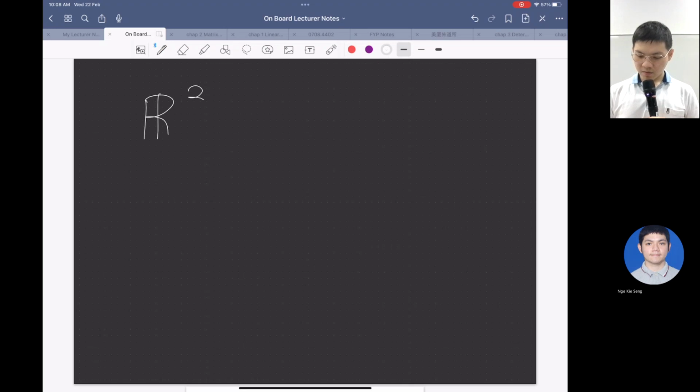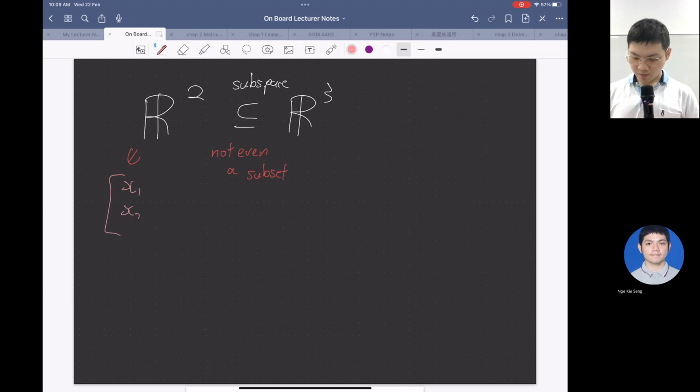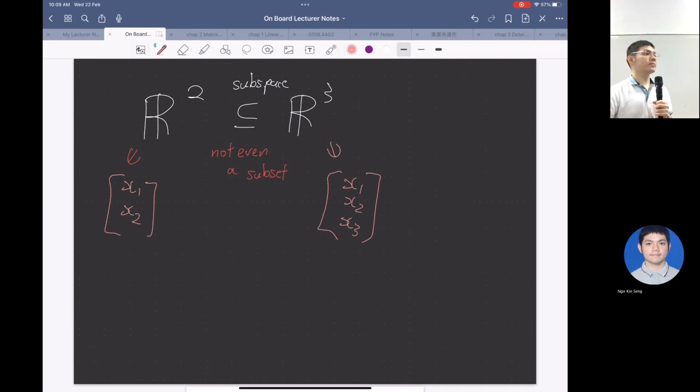So there's one question just now. Is R2 a subspace of R3? Is this R2? You can see that they are not even a subset, because the thing in R2 you write as x1, x2, but the thing in R3 you write as x1, x2, x3. So it is not a subset.